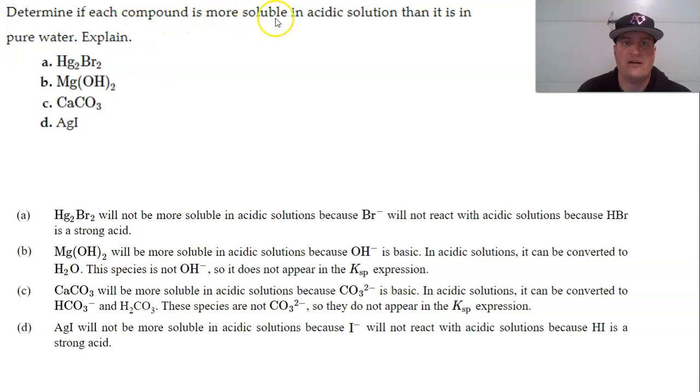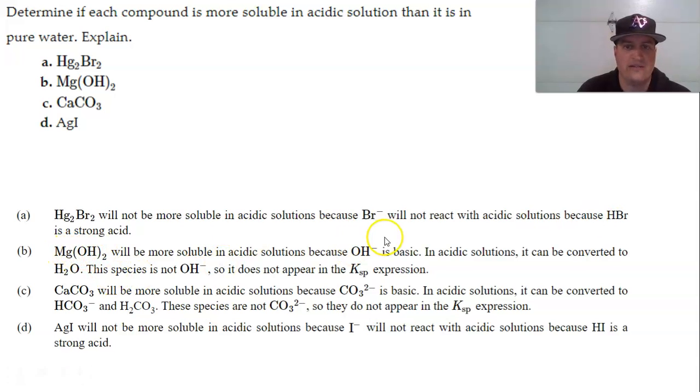Determine if each compound is more soluble in acidic solution than pure water. So we've got our different areas. Mercury 1 bromide will not be more soluble because, again, Br ions will not react with acidic solutions because this is a strong acid. So you say, well, come together, but then break apart because strong acids fully dissociate.